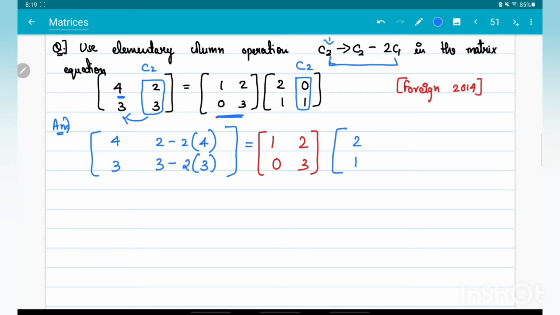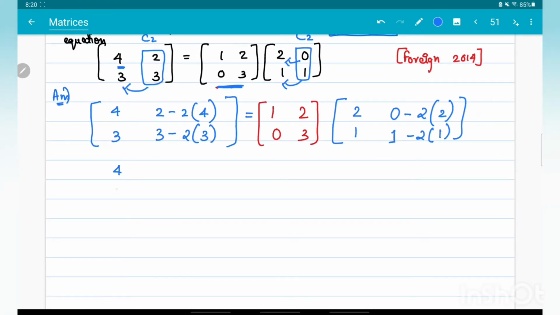So the first column will remain as it is, and in the second column I'm going to write column 2 elements minus 2 times the corresponding column 1 element, that is 2. Now for the second one also, column 2 element, that is 1, minus 2 times the corresponding column 1 element, which is also 1. So when I solve this, what I get is 4, 3, minus 6 and minus 3.